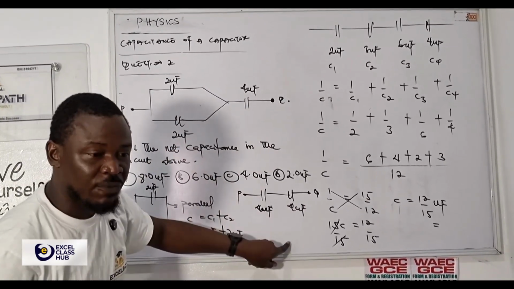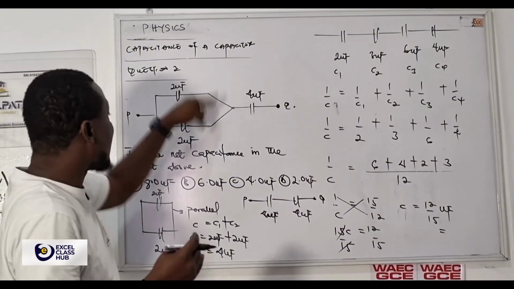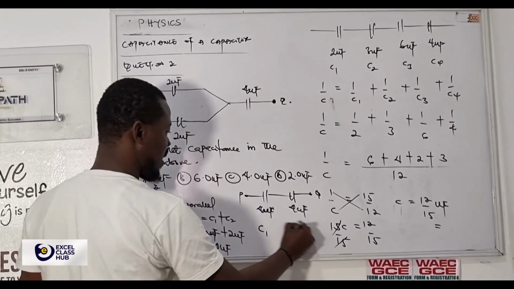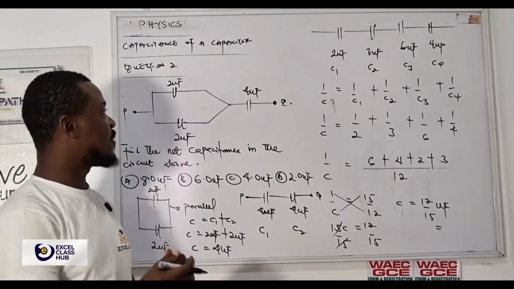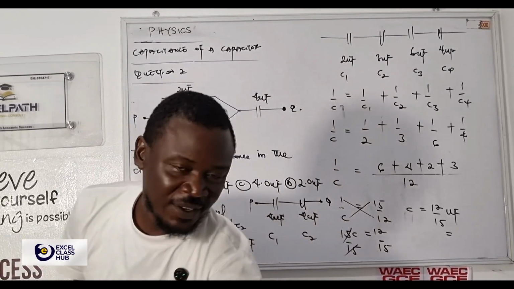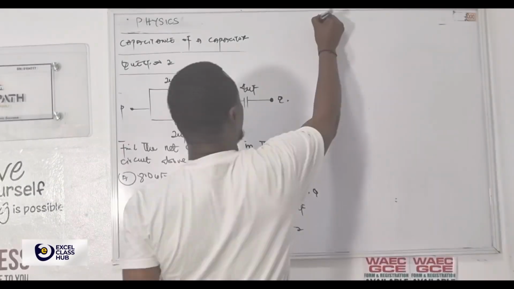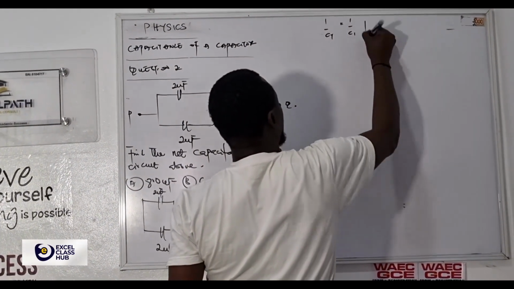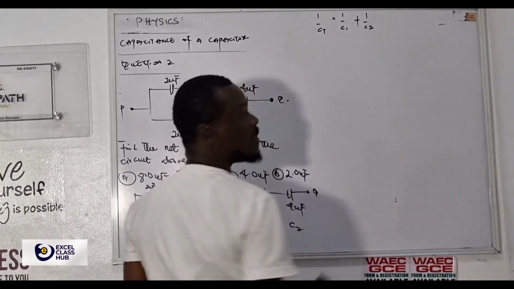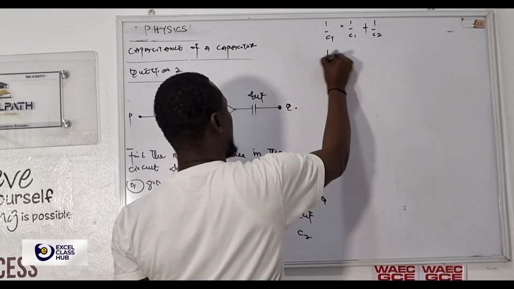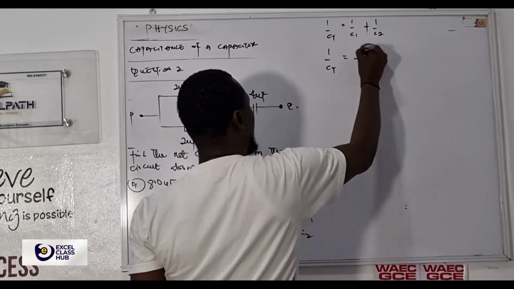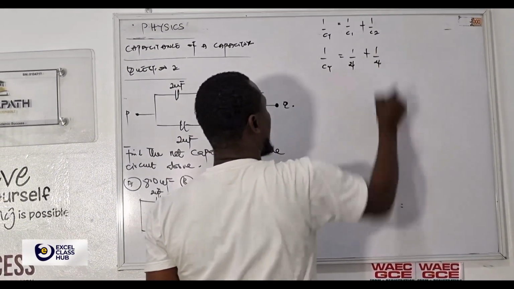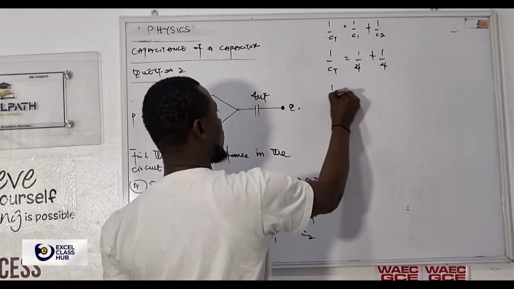And I still have 4 microfarad. Now I've turned this diagram back to series. So this one here is now C1, and this one here is C2. I remember your formula for capacitance in series: 1 over C total equals 1 over C1 plus 1 over C2. So from here, can I have 1 over C total? 1 over, what's my C1 there, student? 4. While the second one also will still be 1 over 4.